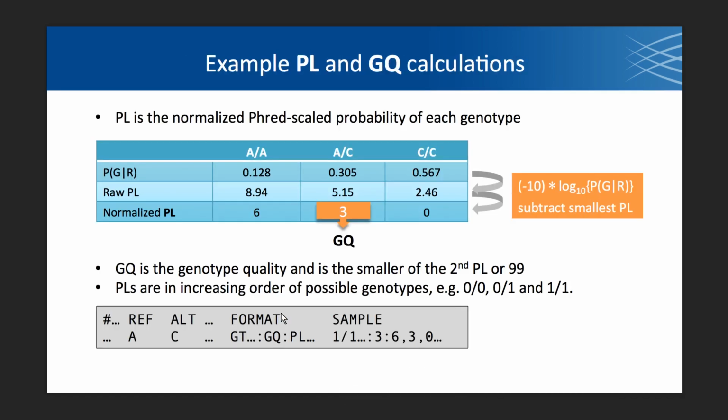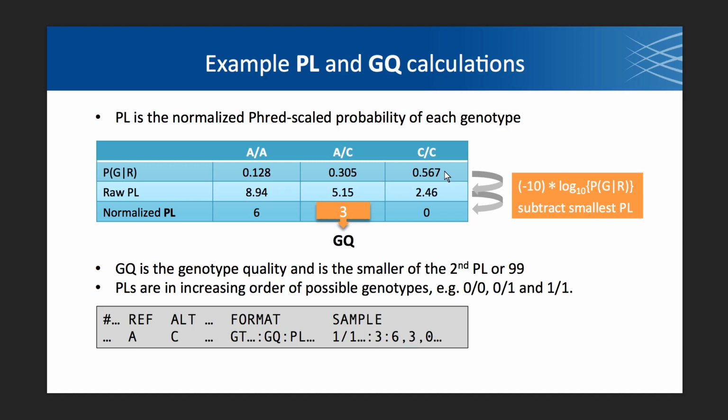So we talked a little bit about Phred scale already, but we'll show you how the conversion happens between the 0 to 1 scaled probabilities and the Phred scaled values that end up in the VCF. So our highest probability was for CC, right, which is our homozygous variant genotype in this case.